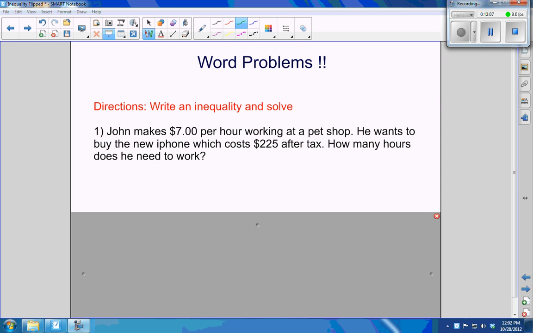Please write an inequality. That's the important part. Write the inequality and then solve it. Pause your recording now.